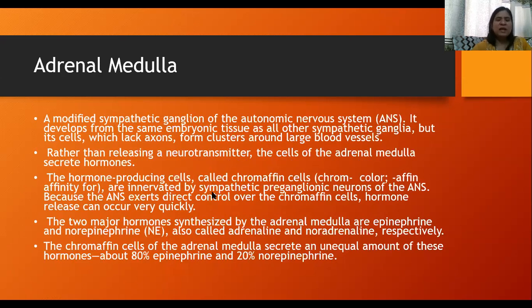The hormone producing cells are called chromaffin cells. Chrome means color and affin means affinity for. They are innervated by sympathetic preganglionic neurons of the autonomic nervous system. Because the ANS exerts direct control over the chromaffin cells, hormone release can occur very quickly, right? The two major hormones synthesized are epinephrine and norepinephrine, and also small amounts of dopamine. 80% is epinephrine and 20% is norepinephrine.